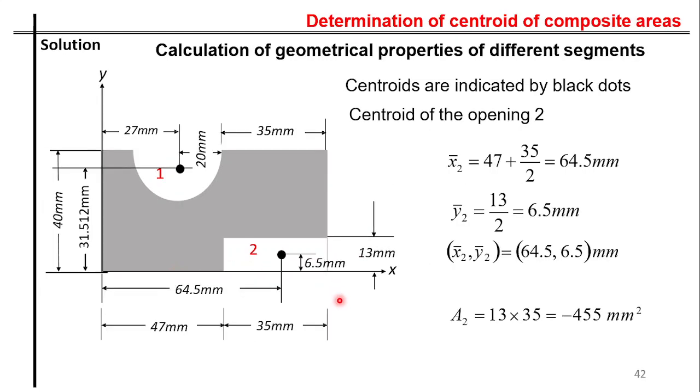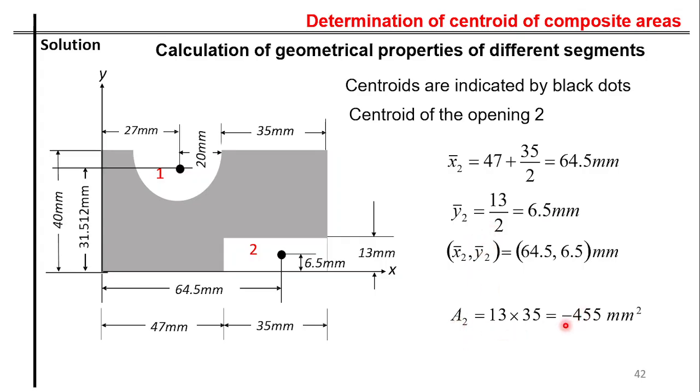Okay. Similarly, the next one, the small rectangle. So what is the principle that you are following? First, you are setting out the reference axis. Then you are trying to locate where the centroids of individual areas are located. So for this small rectangle, half the height, half the width. So x2 bar is going to be this 47 plus 35 divided by 2, that gives me 64.5, and y2 bar is going to be 13 divided by 2 directly. Now I know the x2 bar and y2 bar. I know the a2 value.